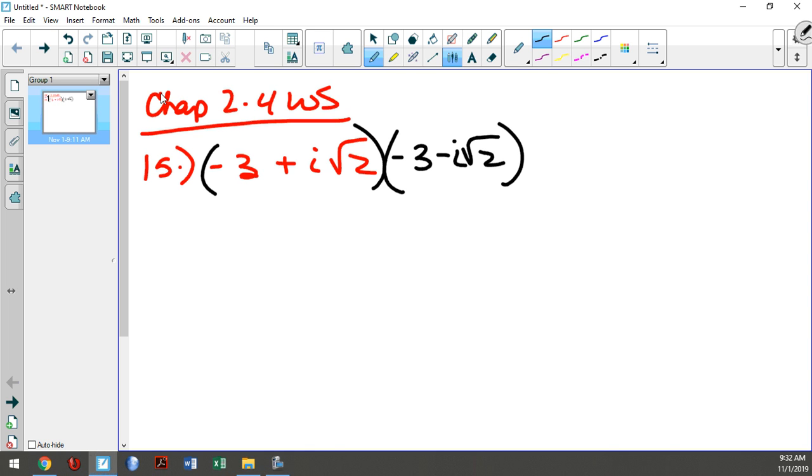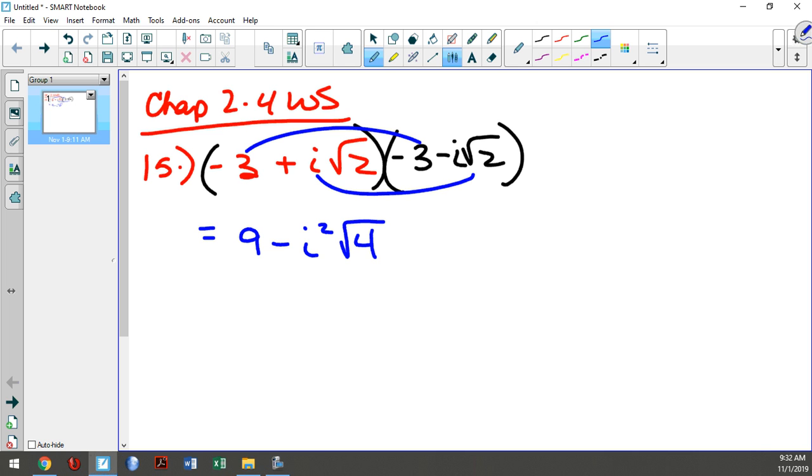And since we know that these two items are complex conjugates, when you FOIL them, you are simply going to do the first terms. -3 times -3 is +9. And the last terms, -i squared times the square root of 4. So this right here is going to come out as a 2, and that's going to make that a +2. Do you see that? Because i squared is -1. So the -1 times the negative makes that a +2. And this is going to give you 11.